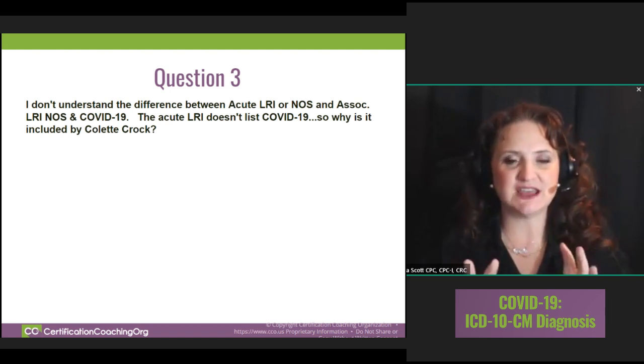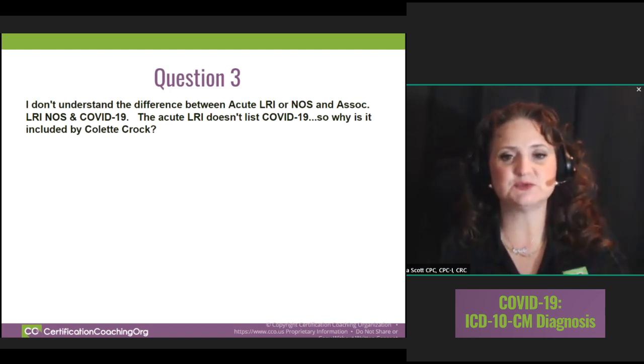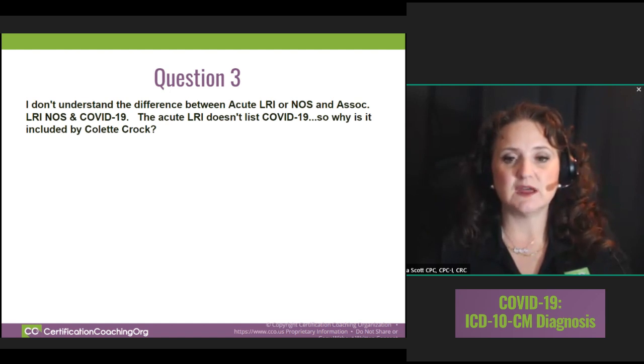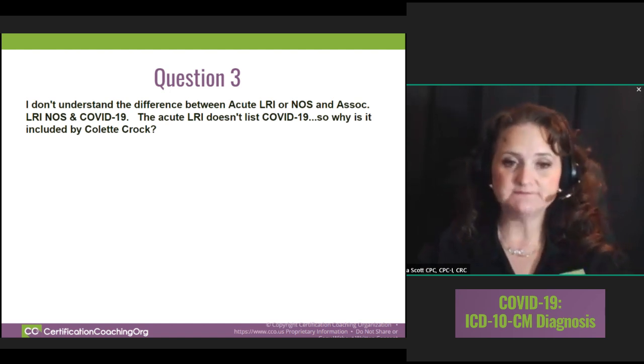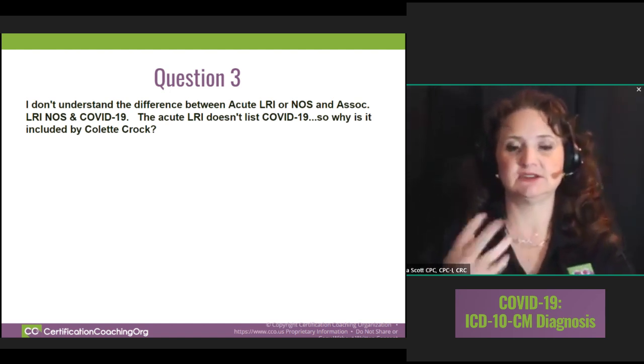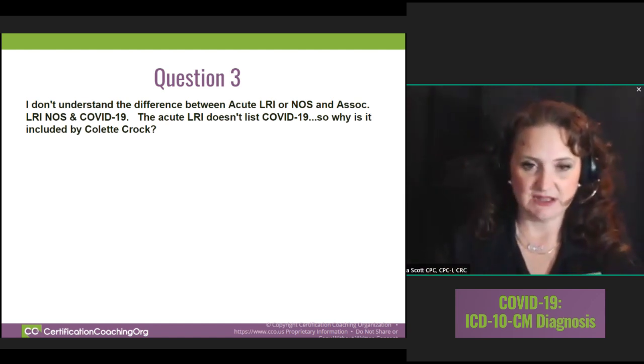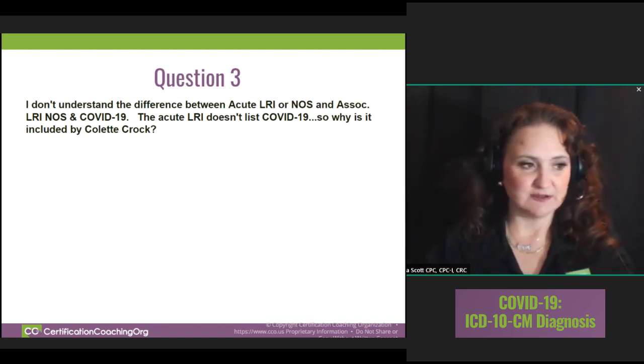And so she finally said, I don't understand the difference between acute LRI, which is lower respiratory infection not otherwise specified, and associated LRI, not otherwise specified, with COVID. And the acute LRI doesn't list COVID-19. So why is it included? Okay. So to clarify, I thought it might just be easier to talk through it. There wasn't really any graphics that we could look at.